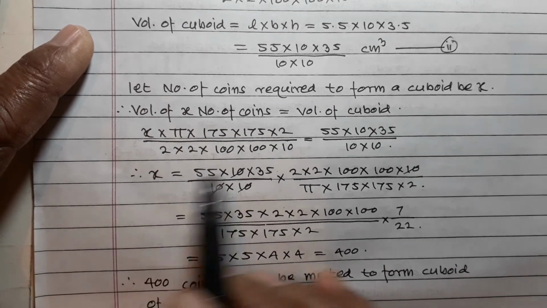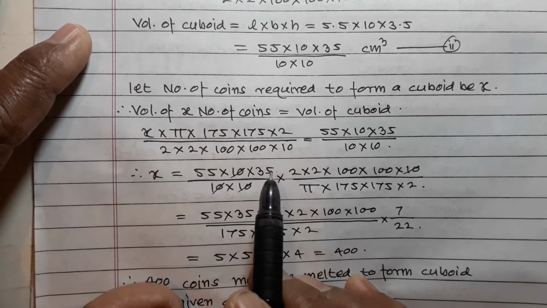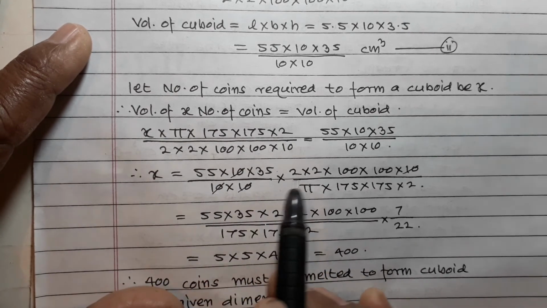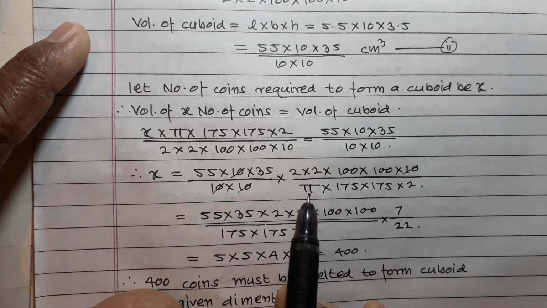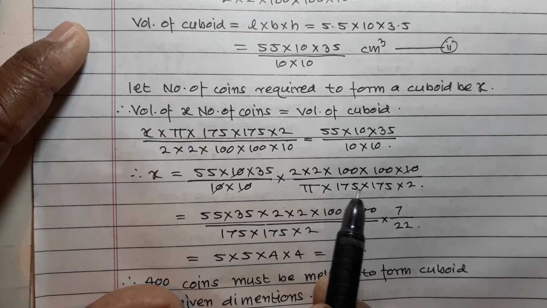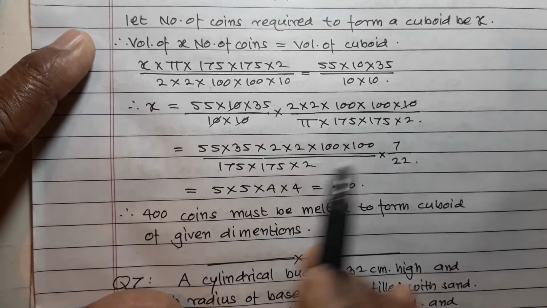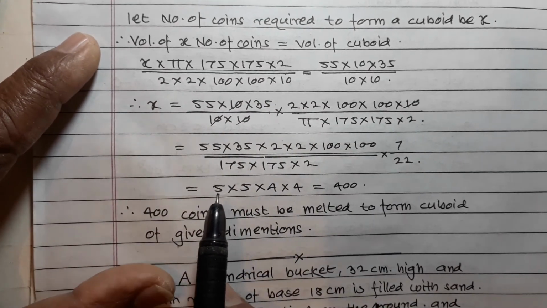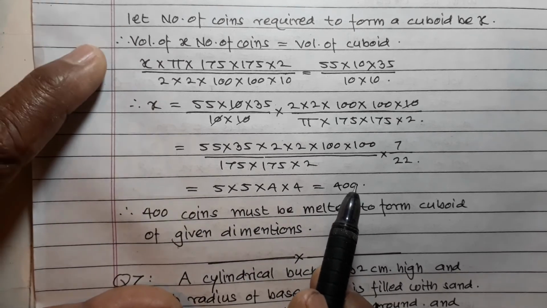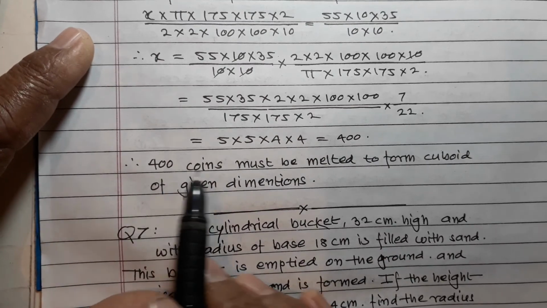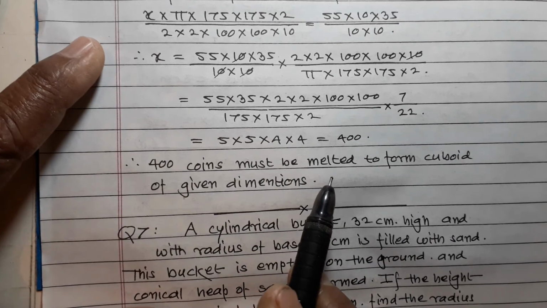And therefore x is equal to this, all you transfer on this side. So 55 into 10 into 35 upon 10 into 10, into 2 into 2 into 100 into 100 into 10, upon pi into 175 into 175 into 2. So if you simplify it, you will get 5 into 5 into 4 into 4, which is equal to 400, and hence 400 coins must be melted to form a cuboid of given dimensions. Okay.